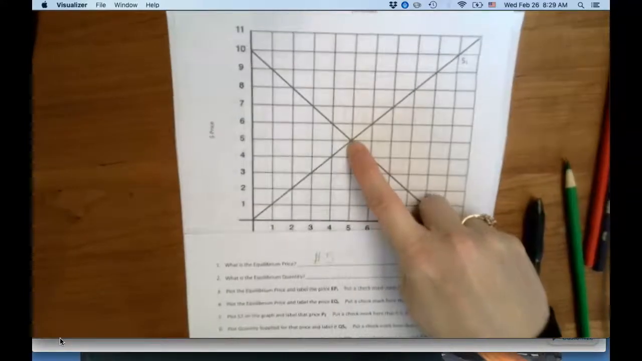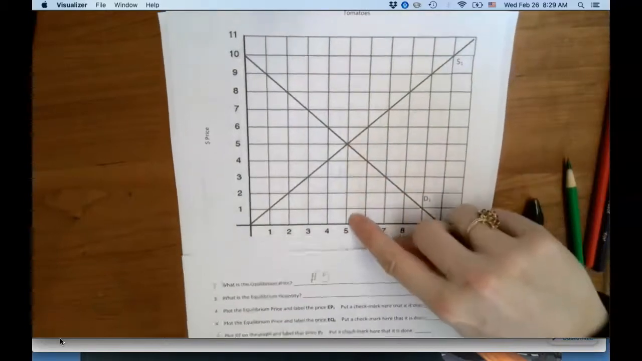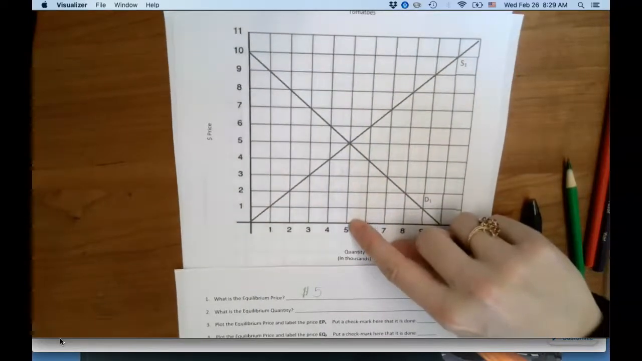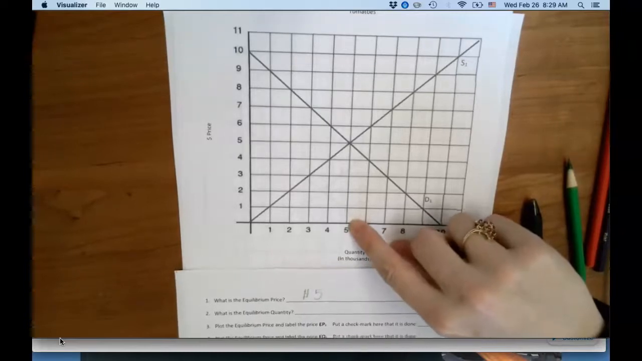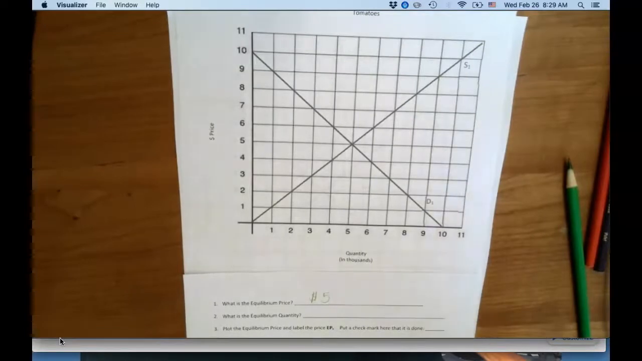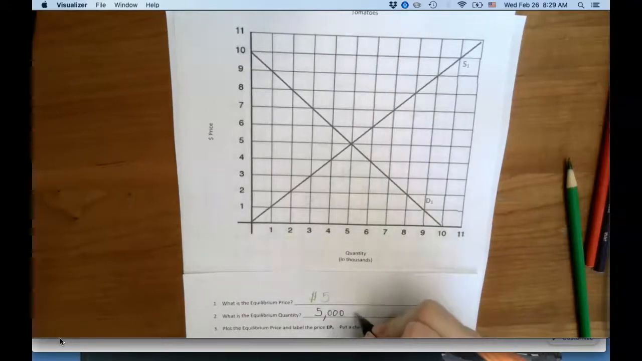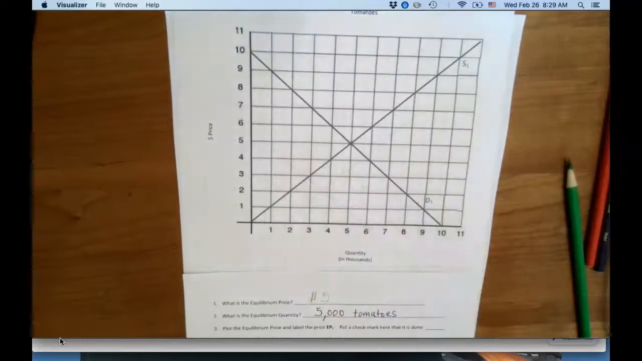Again, we take a look at where the demand curve and the supply curve intersect and take it down to the quantity line. And we see, now it says 5, but don't put that as your answer. You always want to check. This says in thousands. So in fact, the equilibrium quantity is not 5, but it is 5,000, and it's not just 5,000, it's 5,000 tomatoes. Okay?